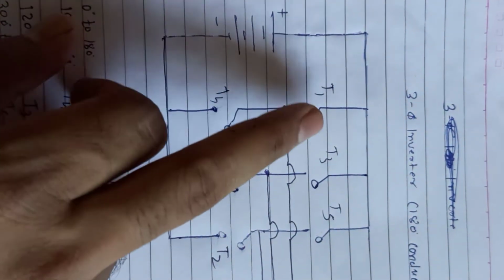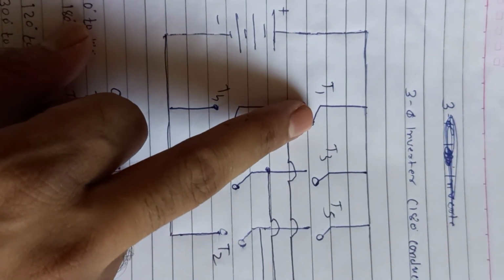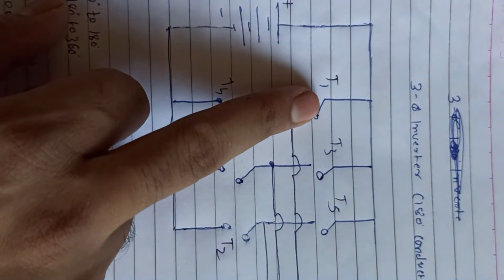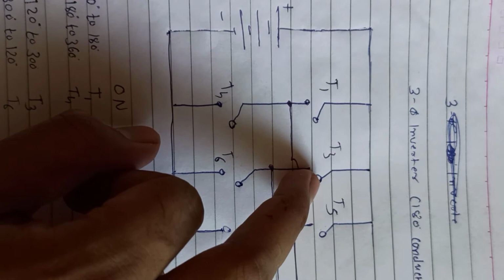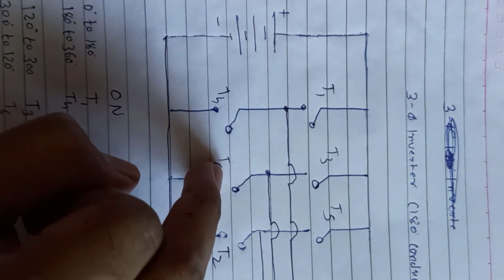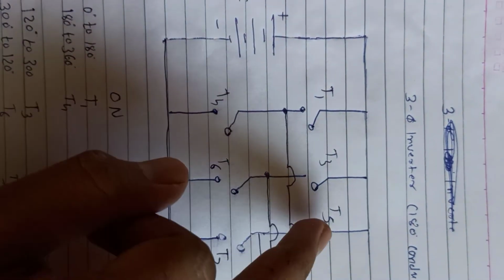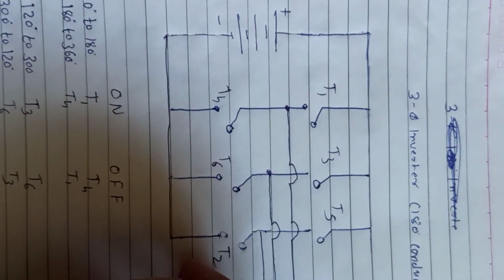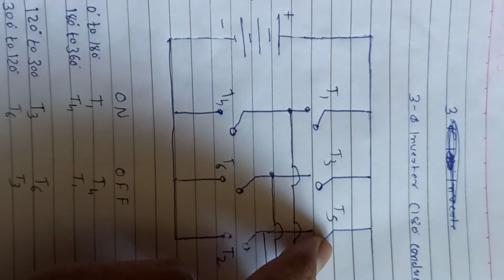So you can say that the complementary switch of T1 is T4 and the complementary switch of T4 is T1. Similarly in the second leg, the complementary switch of T3 is T6 and the complementary switch of T6 is T3. Same in the third leg also, the complementary switch of T5 is T2 and the complementary switch of T2 is T5.